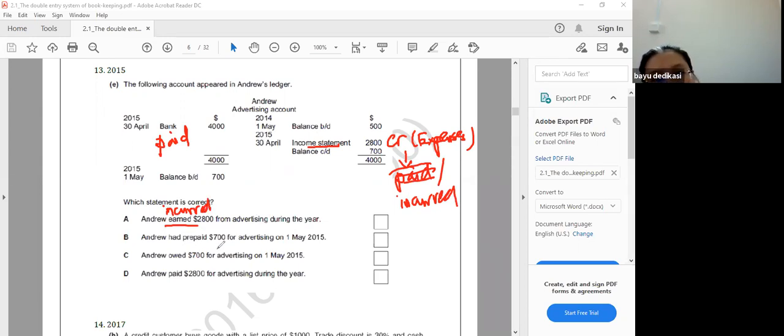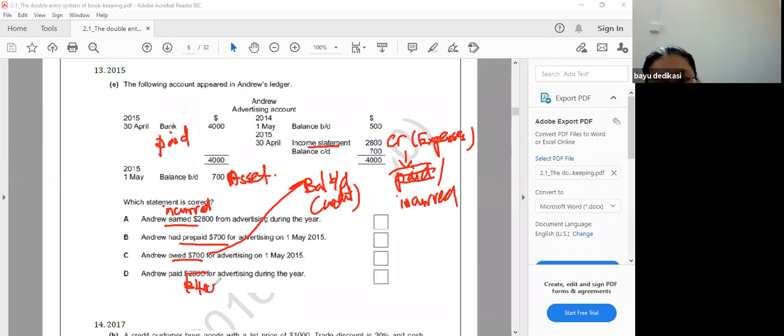Andrew has prepaid 700 on 1st May. Yes, this is a prepaid because this is a current asset. Andrew owed 700. If you have owed, your amount should be in here. Balance brought down should be on the credit side. Andrew paid 2,800. Andrew paid how much? 4,000, which is from here, the bank amount. So your answer should be B.